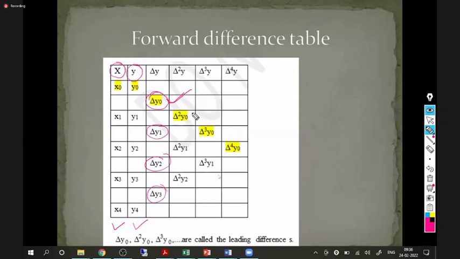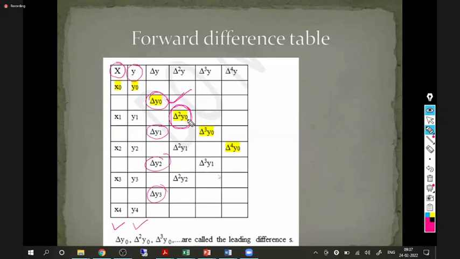Next, we want the delta square y0 value. To get it, you just do this number minus this number. Delta y1 minus delta y0 gives you delta square y0. This number, delta y2 minus delta y1, becomes delta square y1, and so on.